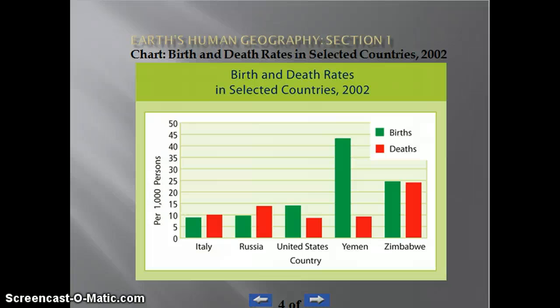The United States is fairly balanced, although you can see there are definitely more births than deaths, and so our population is growing. A population like that of Italy or Russia is kind of going in the other direction, and you can see a country like Yemen has a population that is just skyrocketing, growing extremely quickly.